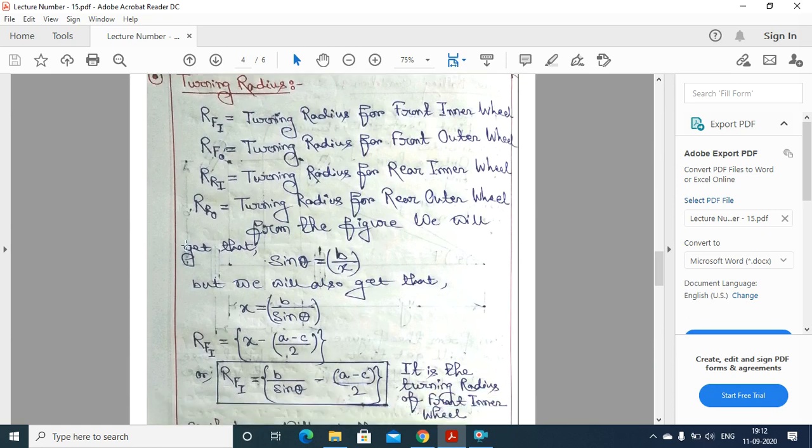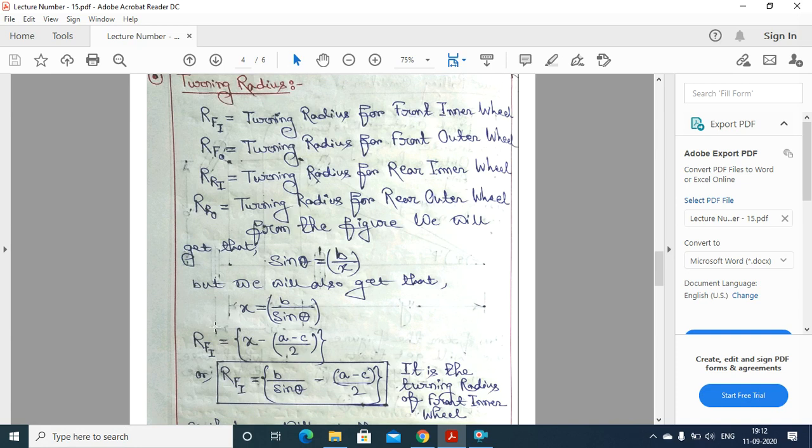So from here, sine theta is equal to b by x. b by x means b is the perpendicular and x is the hypotenuse. From this equation we can write that x is equal to b by sine theta.